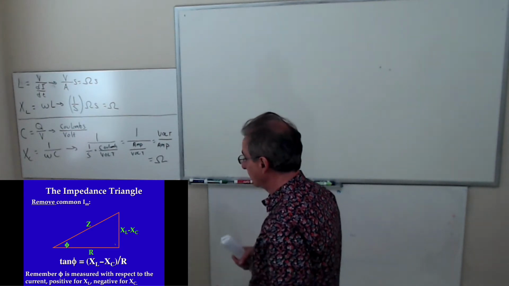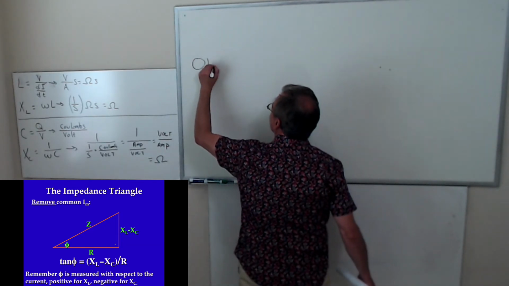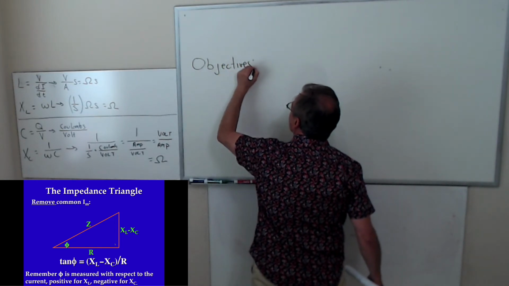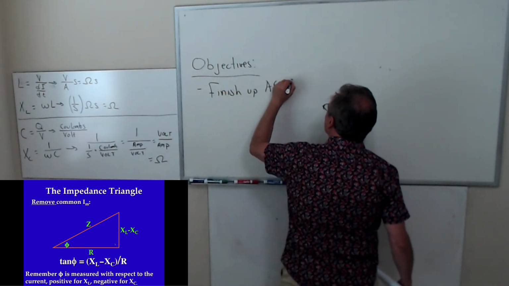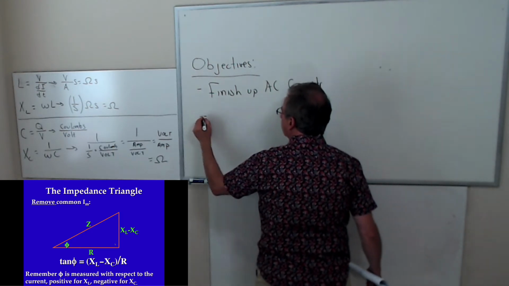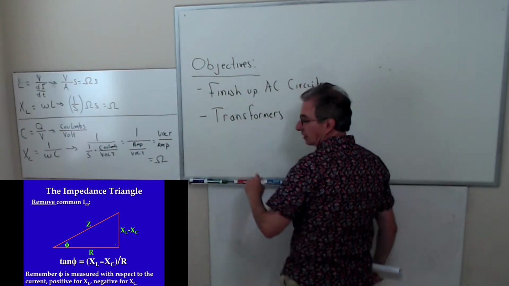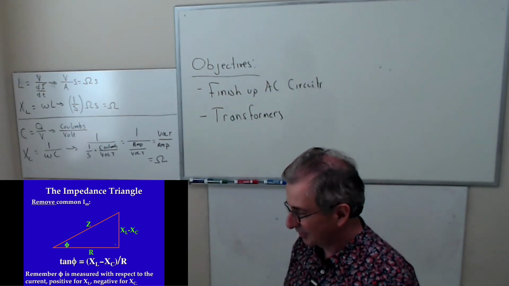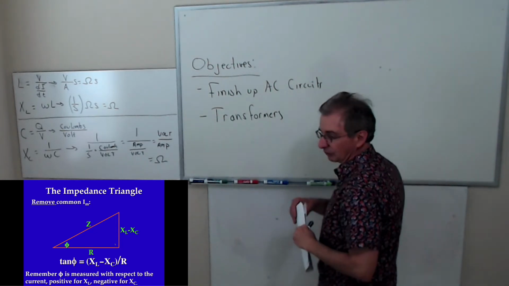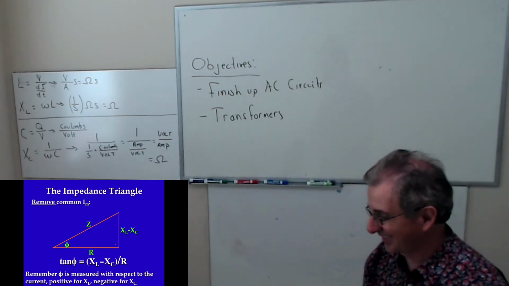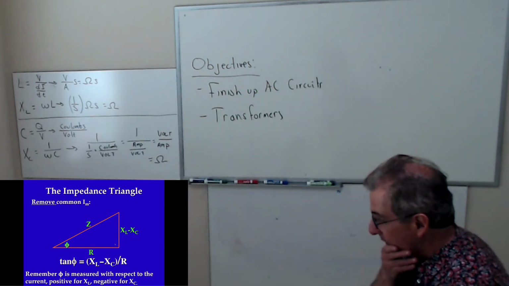So today what I want to do is really finish up on AC circuits. So if I were to write my objectives for today's lecture, I'll finish up on AC, and then talk about transformers. One can spend a long time talking about transformers, but because this is an introductory course in physics, we're going to talk about it briefly. We're going to make several approximations. Okay, so you're not going to be looking at the real system, but something idealized.